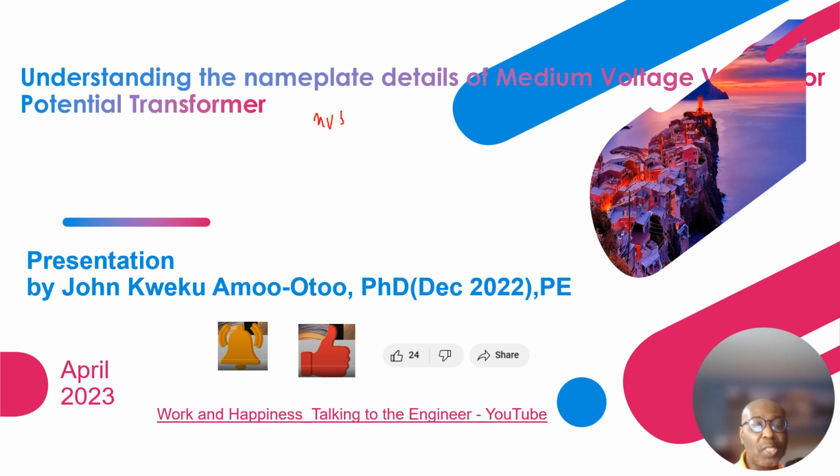Medium voltage switchgear in a PT compartment or auxiliary compartment. That's how they call it. So there's a dedicated compartment specifically for the mounting of the voltage transformer or the potential transformer. So anytime you go to the substation, ask for an auxiliary compartment, and you'll find where these voltage transformers are located.